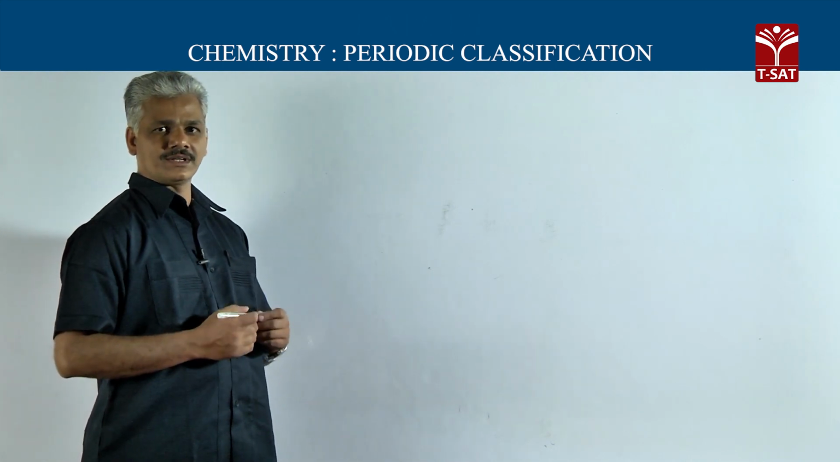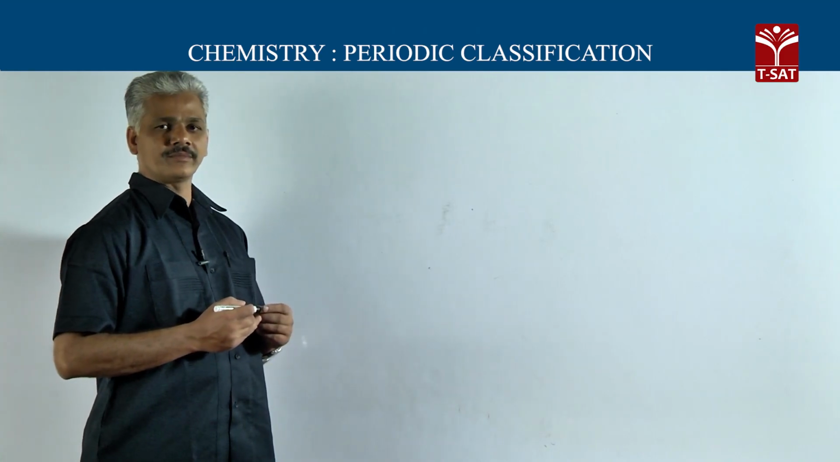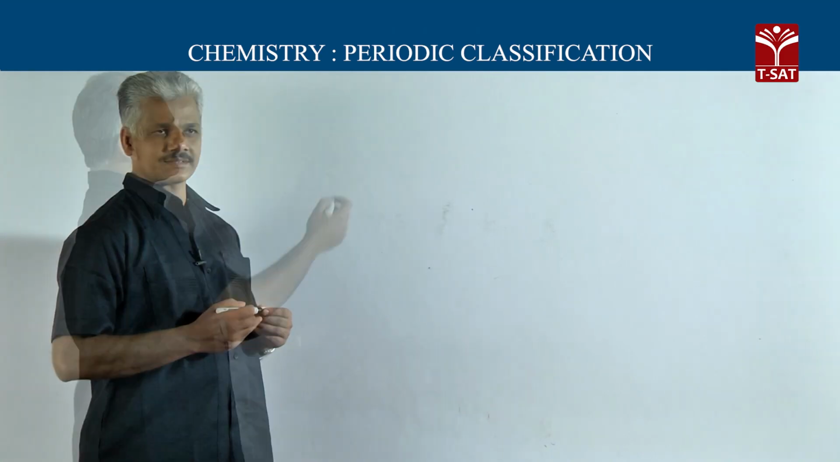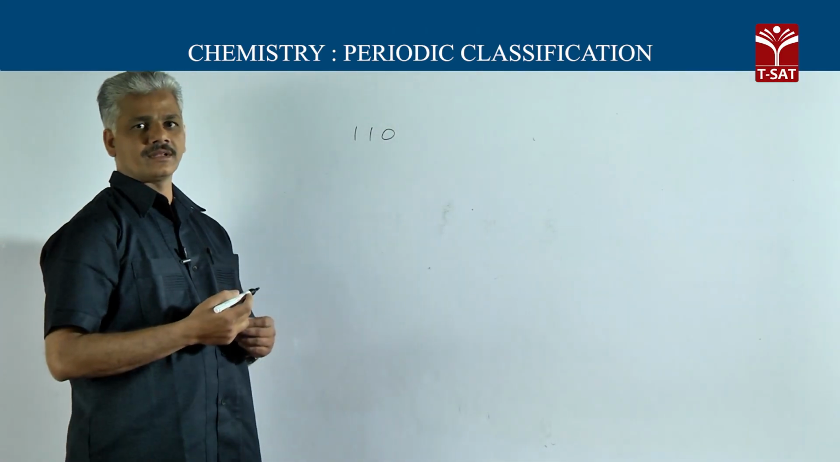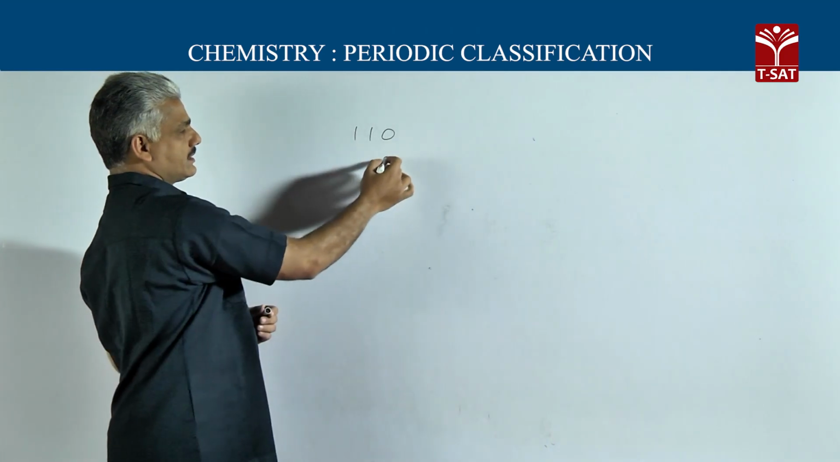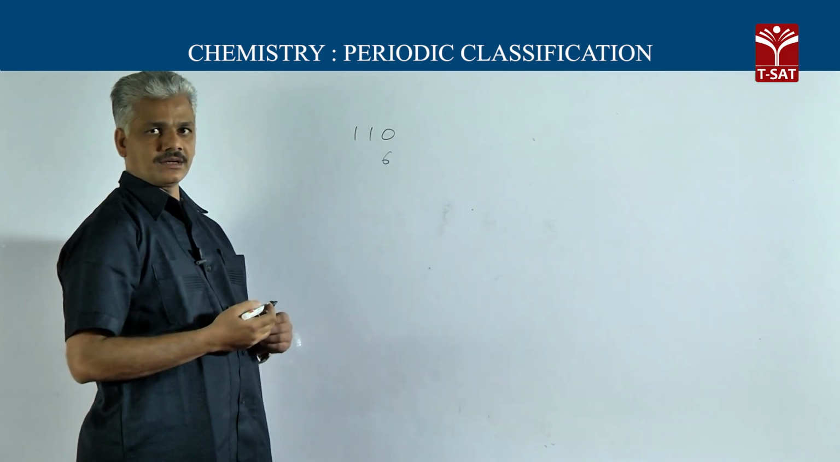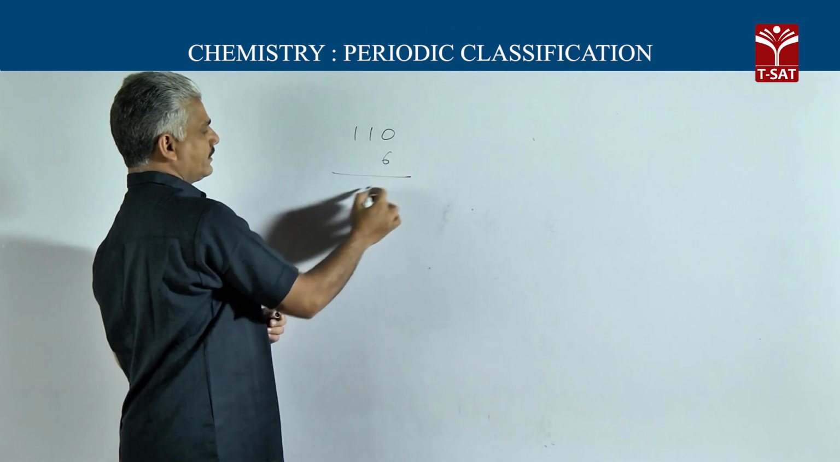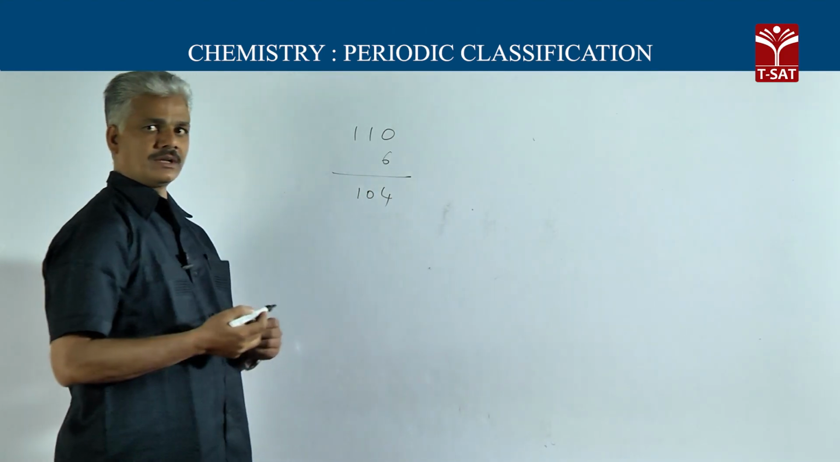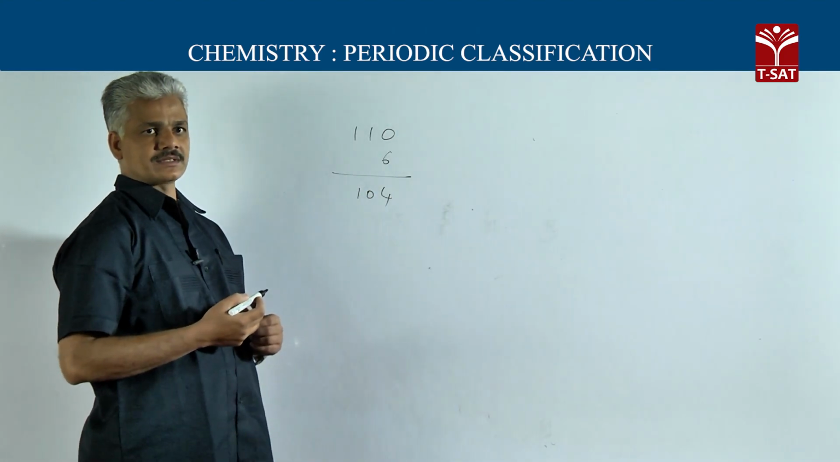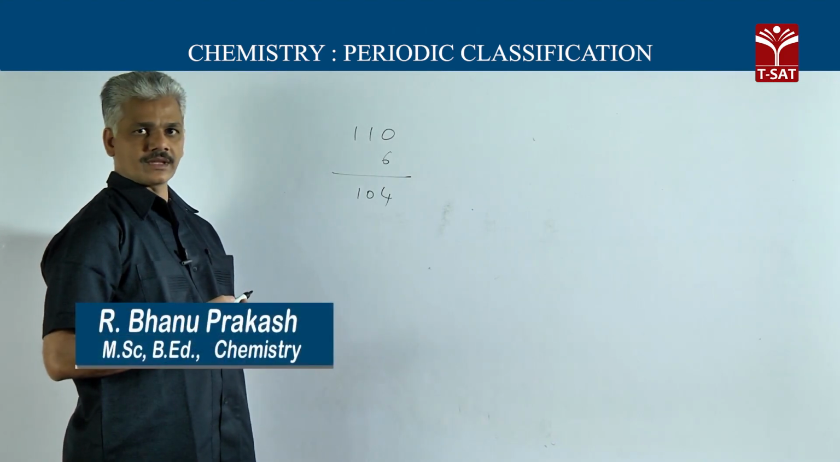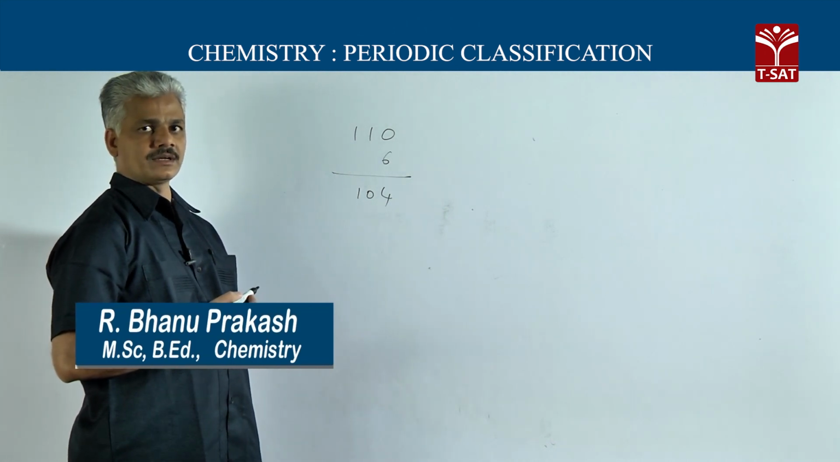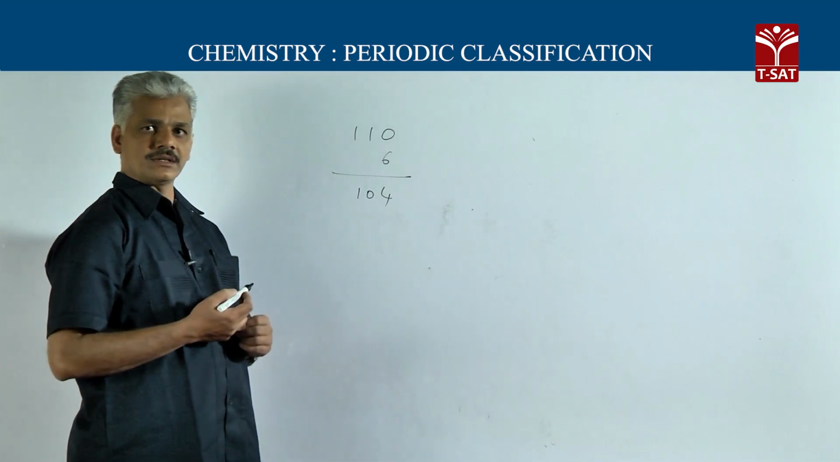Today we are going to take up the concept of periodic classification of elements. Till date, 110 elements have been identified. Out of 110 elements, 6 elements are chemically non-reactive in nature. So, the remaining 104 elements react among themselves and with each other to form a number of compounds. Remembering the properties of all those elements and compounds is a Herculean task.